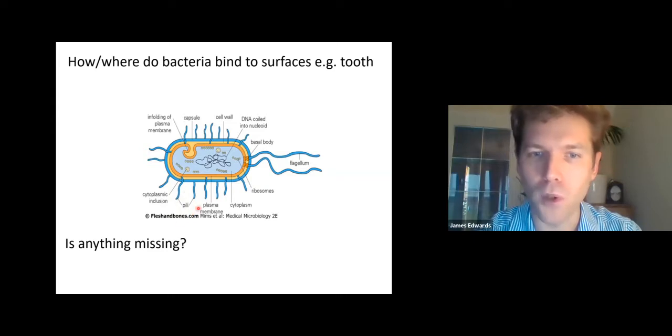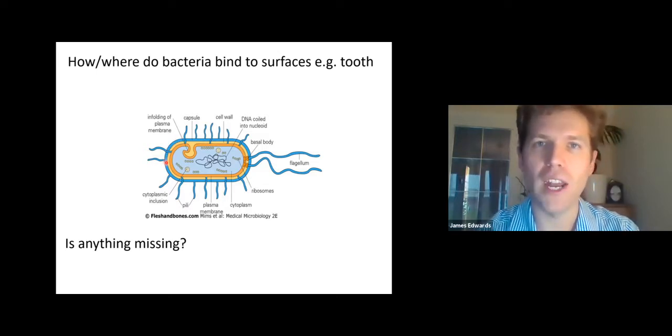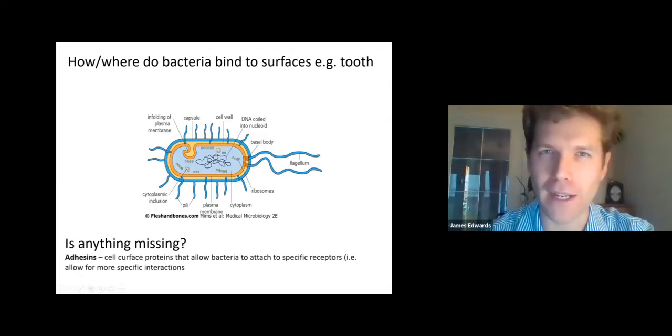And pili are important at allowing bacteria to adhere to surfaces, but there's something else that's missing. And they are a series of proteins and structures found over the surface of the cell. And these go by the generic umbrella term of adhesins. These are, as the name implies, adhesive molecules found over the surface of bacteria.